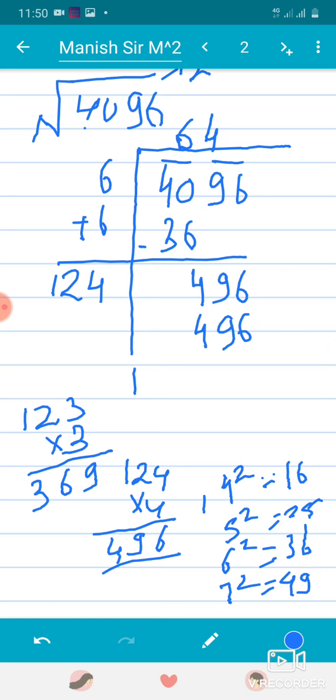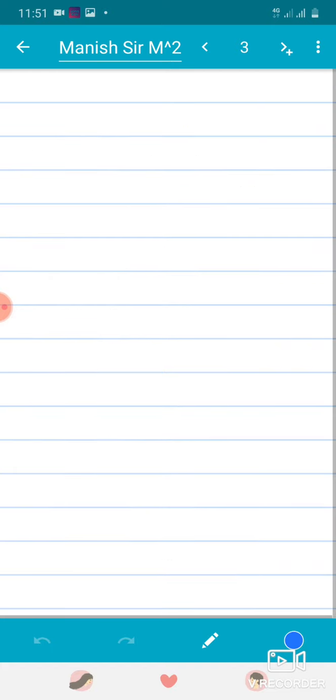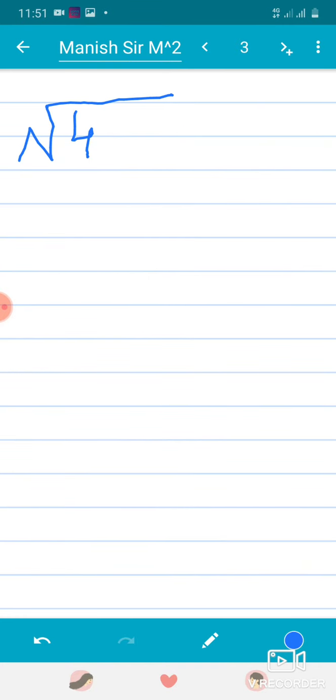And generally we know on the left hand side we do addition and on the right side subtraction. 6 minus 6 becomes nil, 9 minus 9 becomes nil, 4 minus 4 becomes nil, and here the addition is 128. So we see that the square root of 4096 becomes 64.